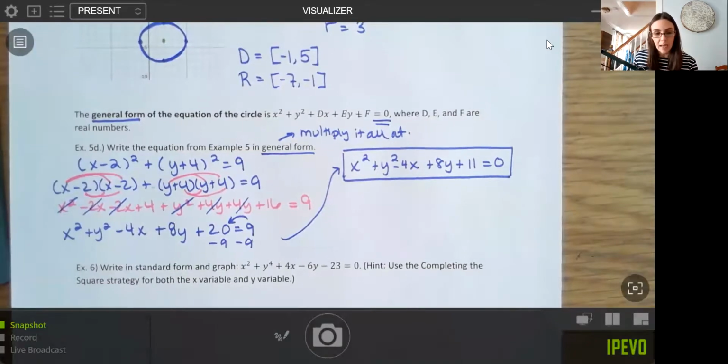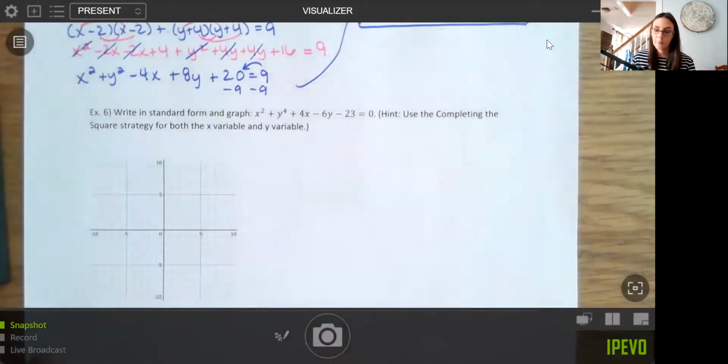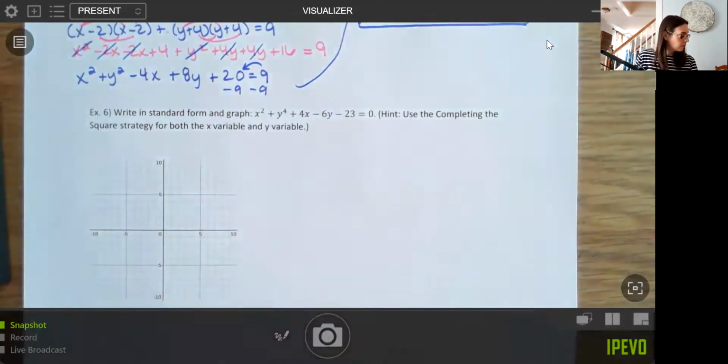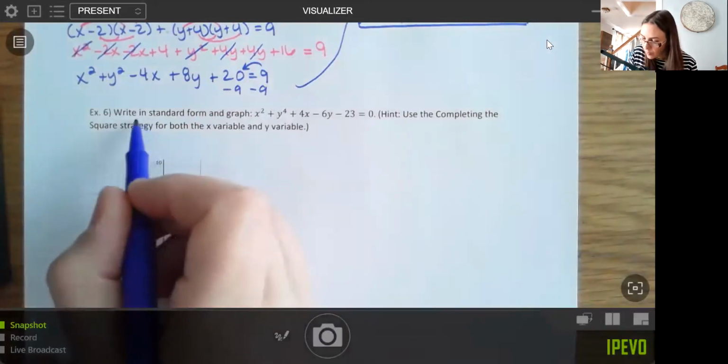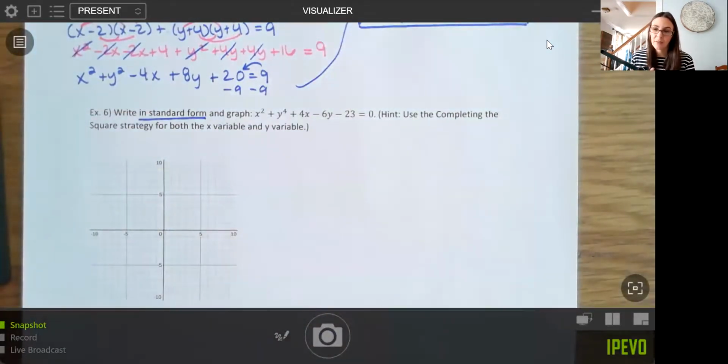Now, sometimes you may be given an example in general form, like this one here. So I'm doing a new example now. In general form, and we're going to actually work backwards and get it into standard form so that we can actually find the center and find the radius. So we want to write this in standard form. That way we'll be able to graph it, because I need the center, I need the radius, and that's how I'm going to have to find it.